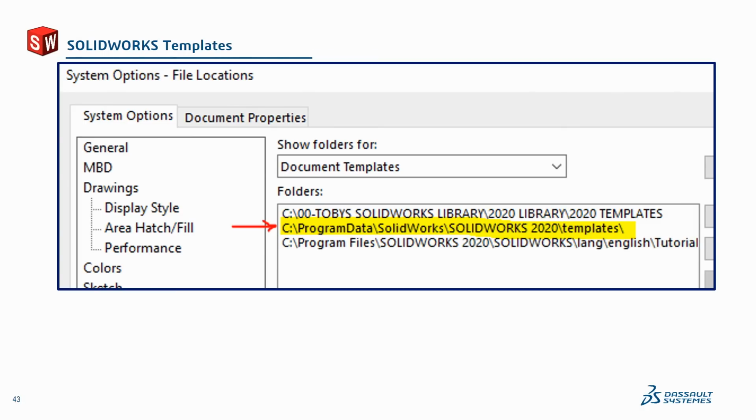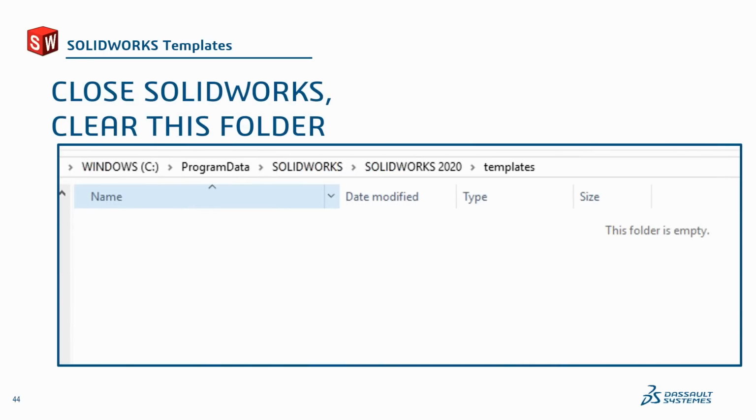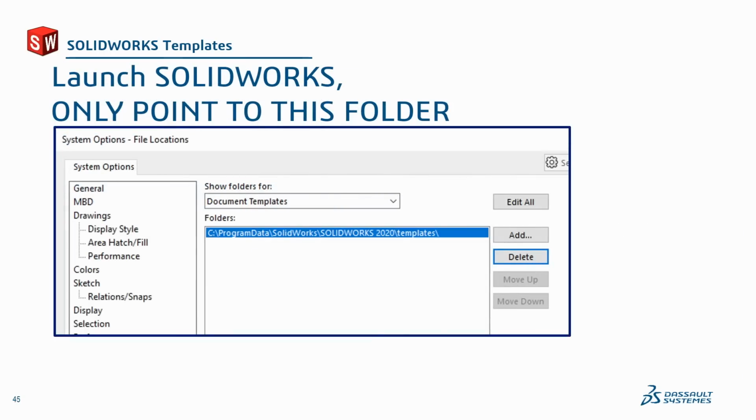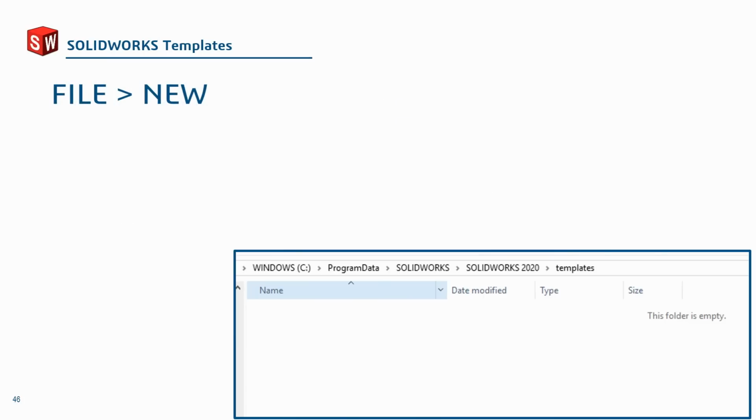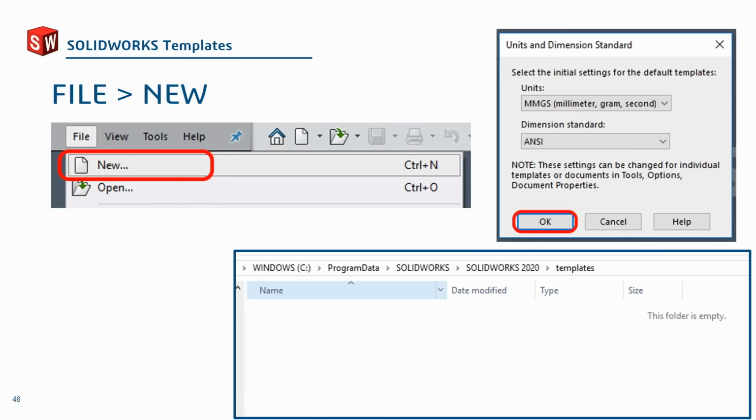It's usually C program data. You go in and you clear out that directory. You go back into SolidWorks, and you click File New. And when you click File New and there's nothing in this directory that you're pointing to, SolidWorks will say, there's nothing in this directory, there's no existing templates. Do you want to create new templates? And if you say yes, really what it's then going to ask is, well, what kind of units do you want to use in those new templates?